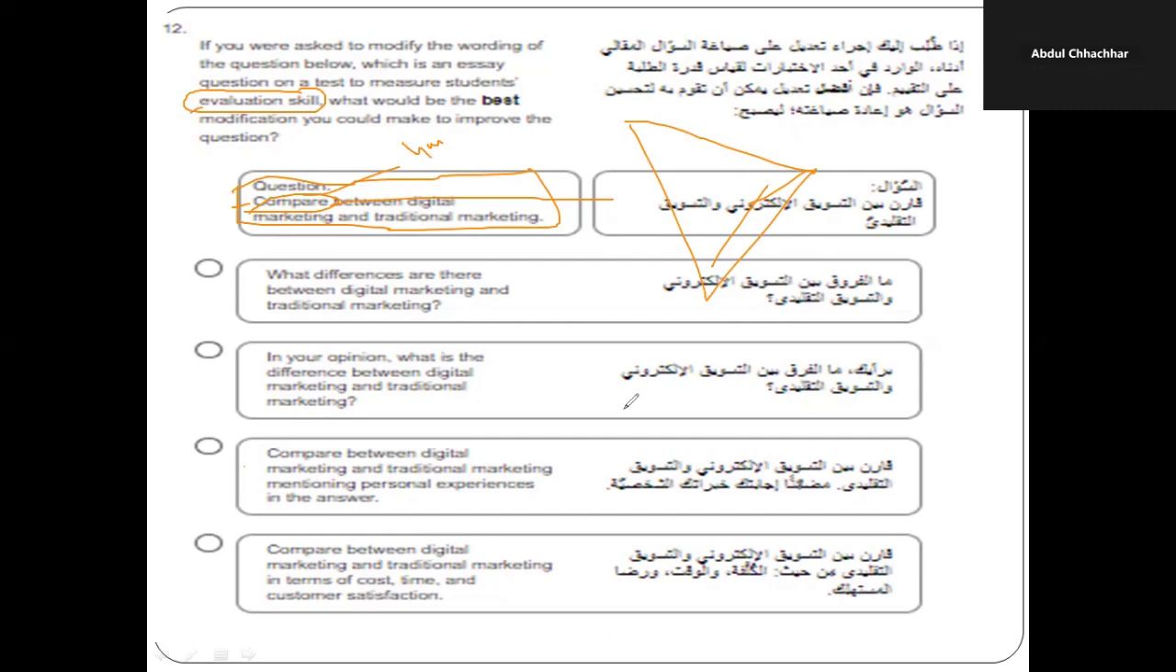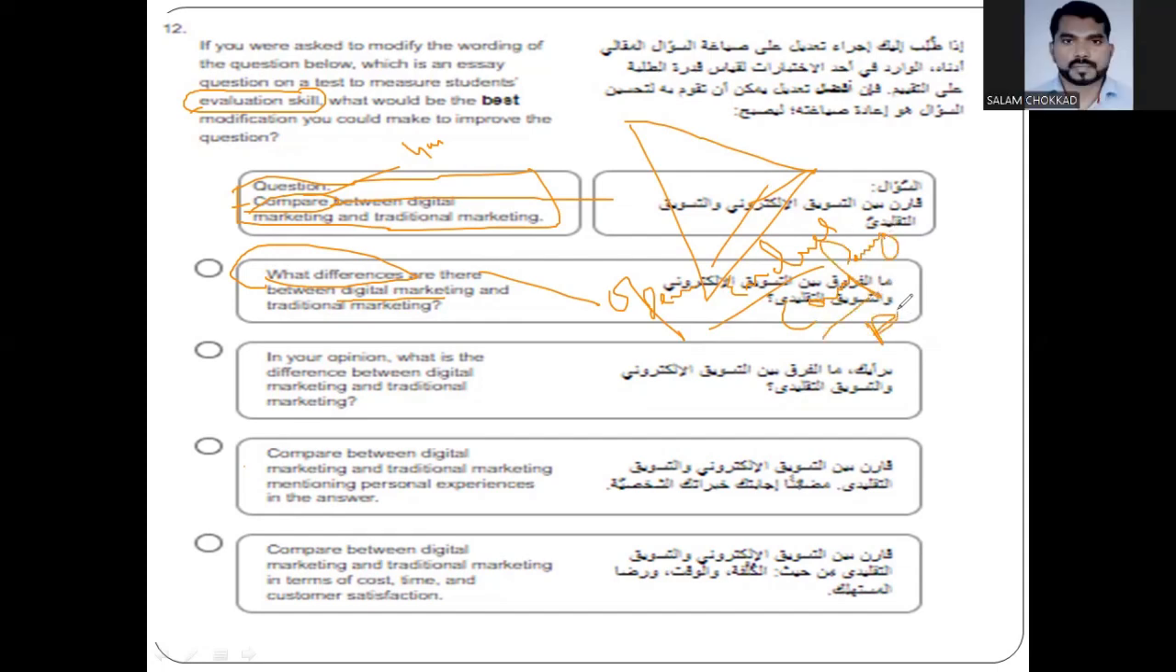Which options need to be ruled out? Option A can be ruled out. Why is it ruled out? What is the reason? Because the question is about comparison and not the differences. This is an open-ended question, right? Number one, what differences are there between digital marketing? Second thing, again, it's comparing, correct? And comparing means analysis. So it's not an evaluation level, it's the fourth level.